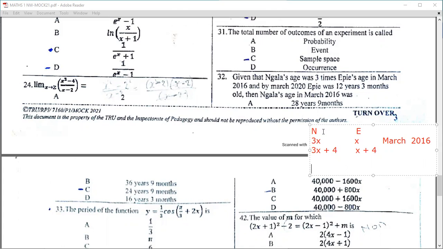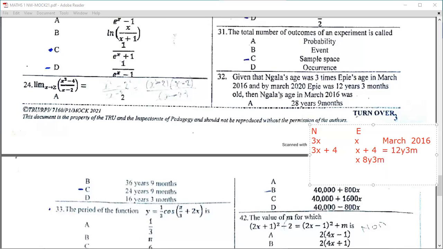But now we are being informed that in March 2020, APA's age is equal to 12 years and 3 months. So from here, we can solve for x using just APA. So what would be the value of x for APA? Normally this x is in years, right? So x will be equal to 12 years, 3 months minus 4 years. And the value of x will be equal to 8 years, 3 months.